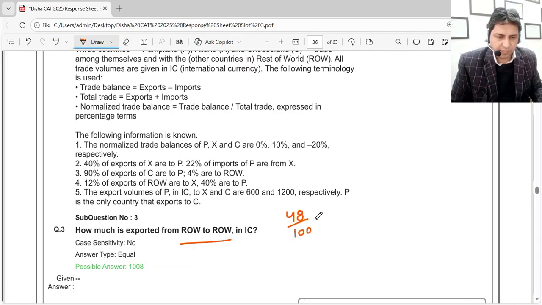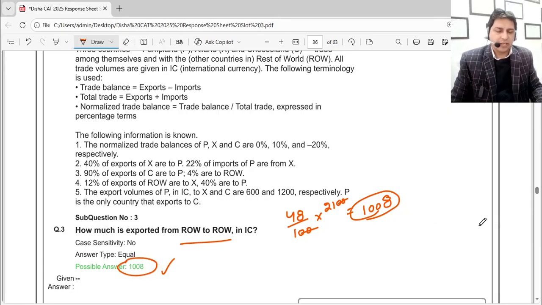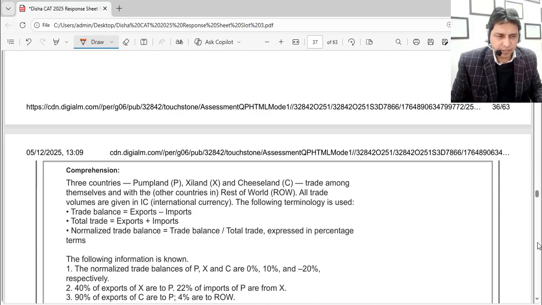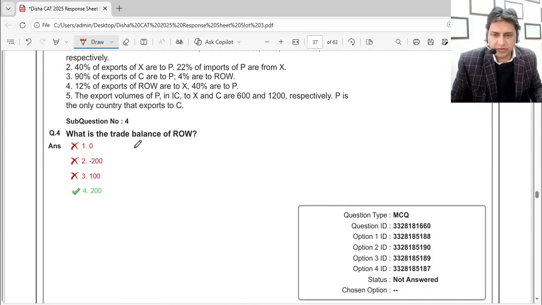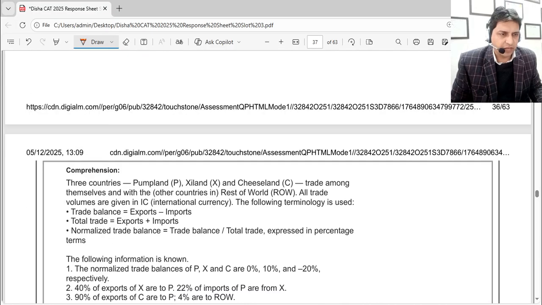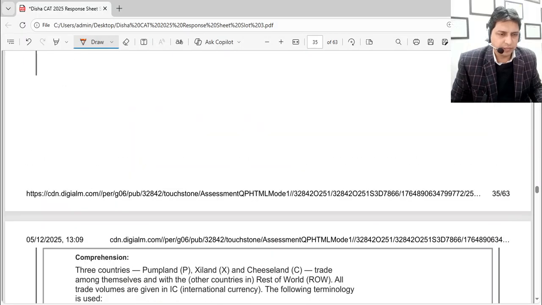48% of 2100, that is 48 into 1, 8, 4 remainder, 48 into 96 and 4 100, so that means the answer is going to be 1008. That is the answer we have here. Now let's look at the last question which we had. What is the trade balance of ROW? So we have to find out T also.